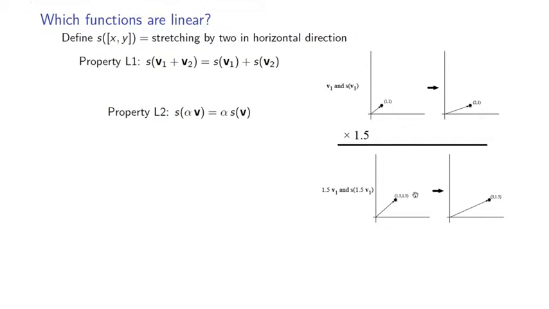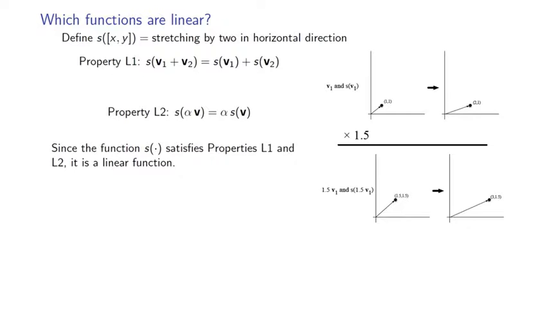This is 1.5 times v1. And the image of that under s is this, s of 1.5 times v1. But notice that that image is the same as taking the image s of v1 and scaling it by 1.5. This shows that s of 1.5 times v1 is the same as 1.5 times s of v1. This isn't a mathematical proof, but it illustrates how you would go about proving this. And since the function s satisfies properties L1 and L2, it is a linear function.